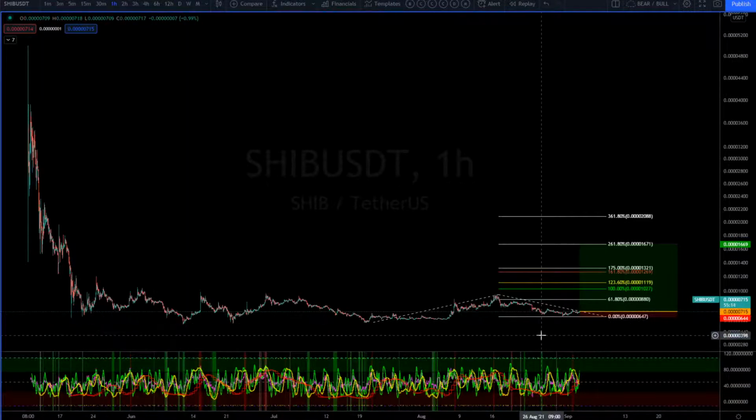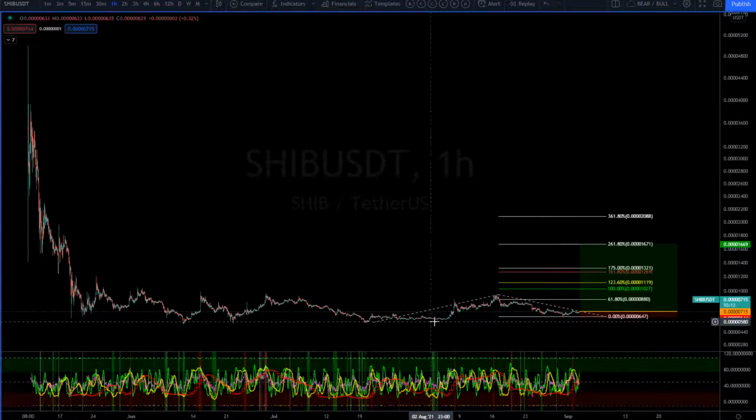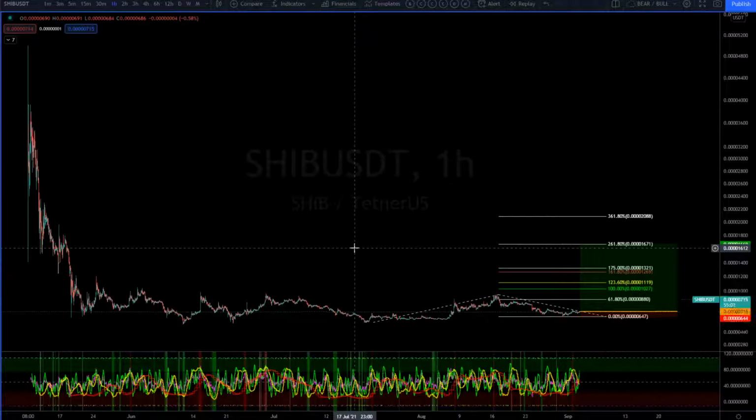I believe it's created a bit of a bottom down here. We have demand down here, especially based off of this consolidation that occurred. I think SHIB looks really good. So that's my analysis. The Poloniex chart has the weekly wave.